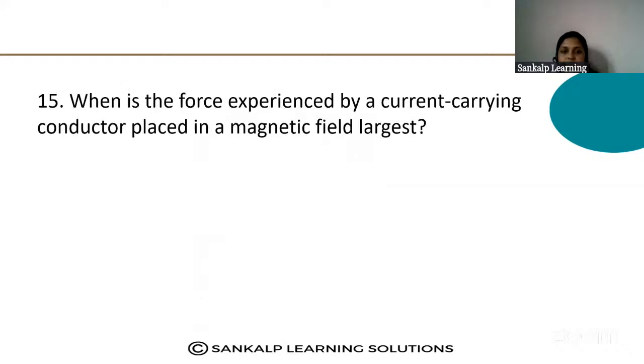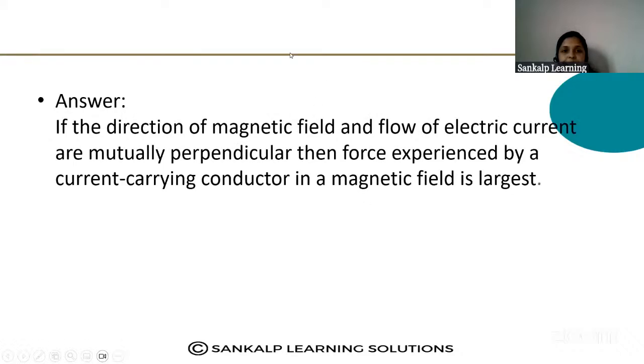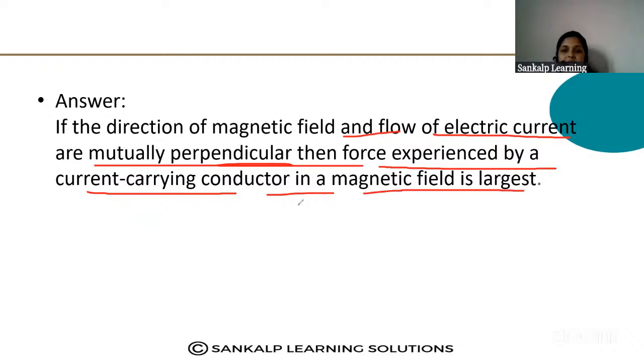Next question. When is the force experienced by a current carrying conductor placed in a magnetic field largest? You should know Fleming's left hand rule. In that rule, when the direction of the magnetic field and the flow of electric current are mutually perpendicular, then the force experienced by a current carrying conductor in a magnetic field is largest.